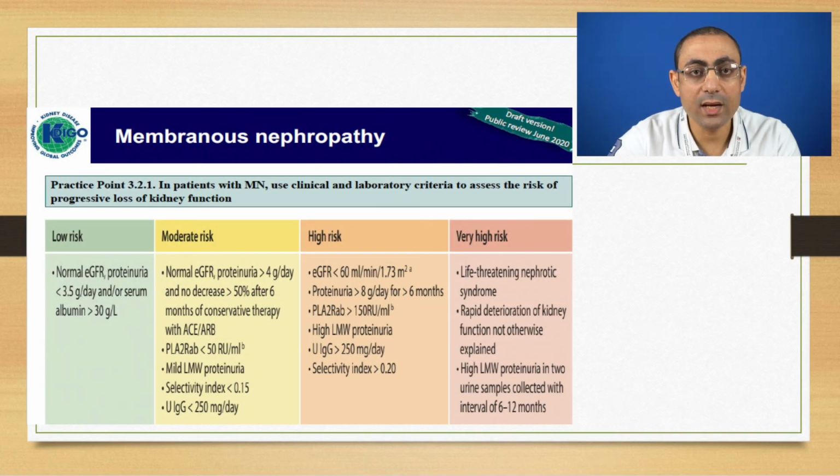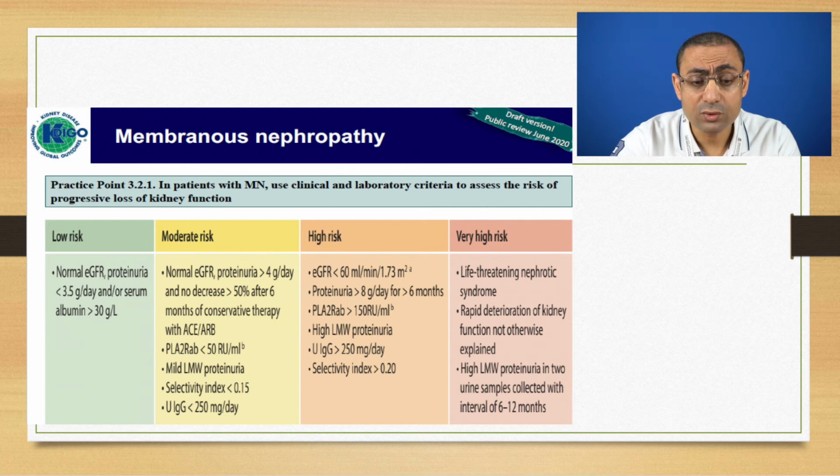In the recent KDIGO guidelines, they use clinical and laboratory criteria to assess the risk of progression of kidney function loss, and they divided patients into 4 groups. Low risk: patients having normal GFR, proteinuria less than 3.5, and albumin of 3 grams. And according to this classification, they will decide the treatment.